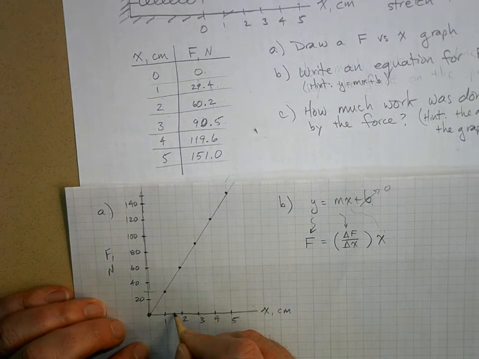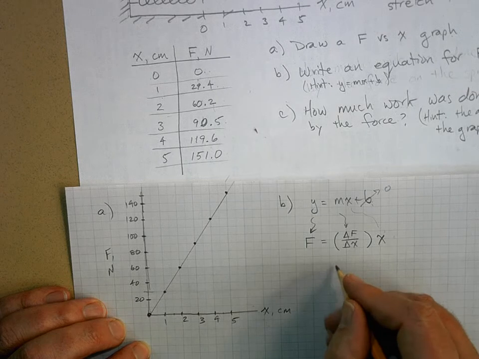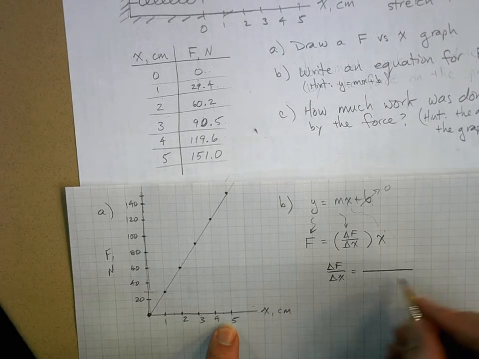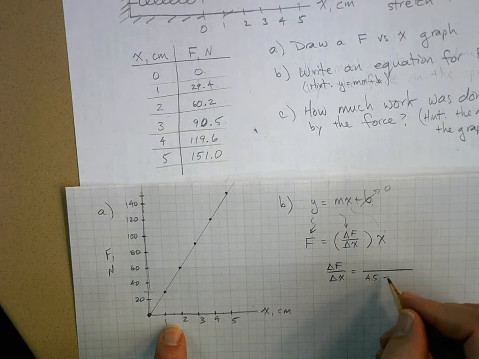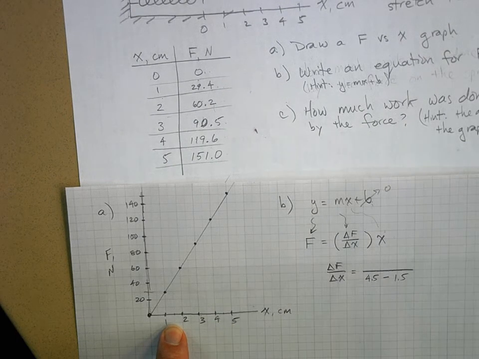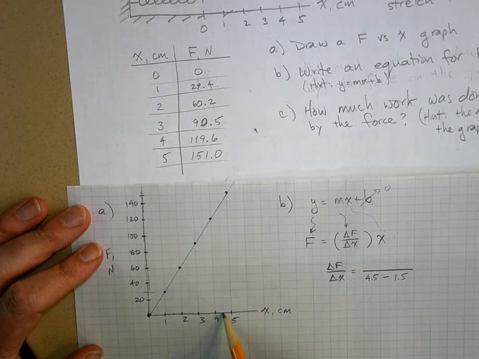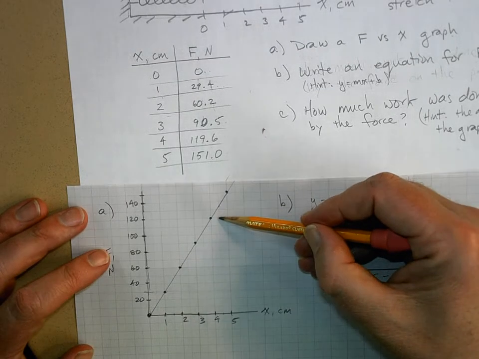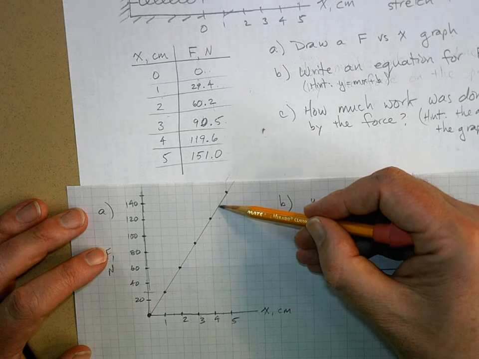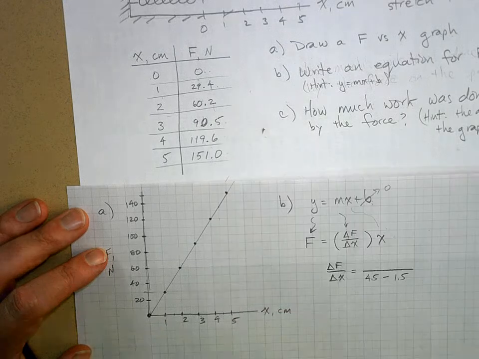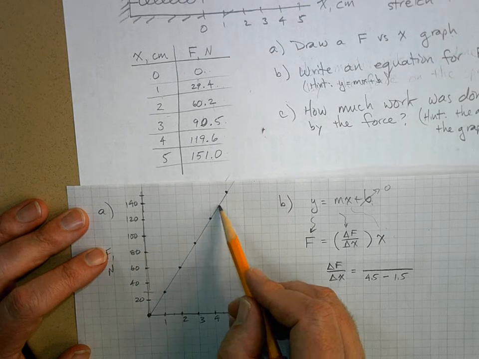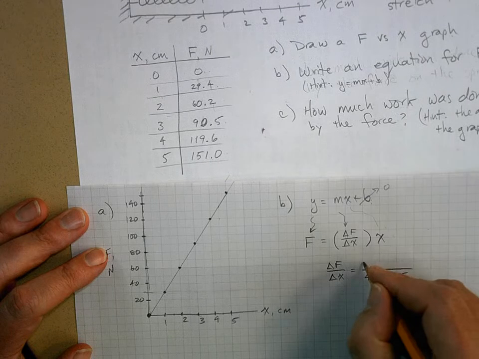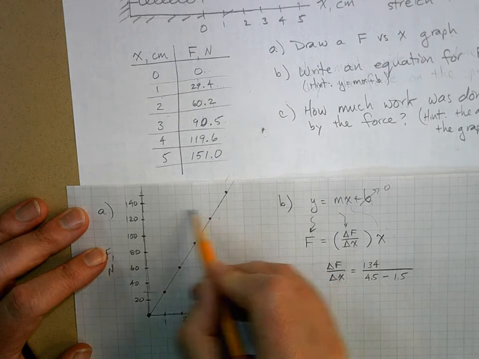I don't know. It doesn't really matter. I'm going to use 1.5 and 4.5. So that's going to be my delta F over delta x. Well, my final position, I'm going to make that 4.5 minus an initial position of 1.5. Okay. Now I'm going to look up at the 4.5. And 4.5 is right there. And this is, I don't know, 120, 130, maybe 130. What do you think? A little under 135. It looks maybe 134. Does that make sense? 134? That's what I get by just looking over here.